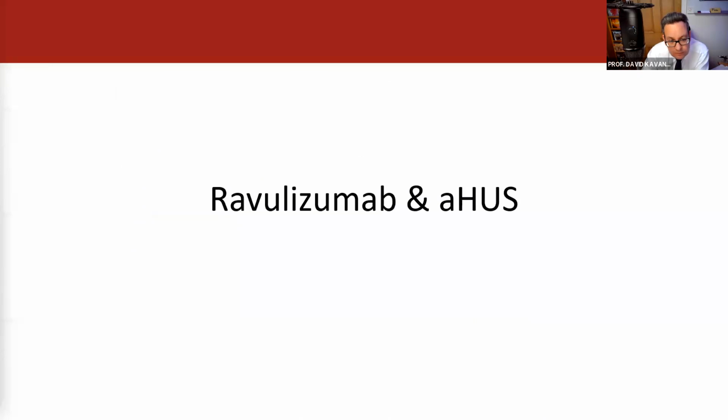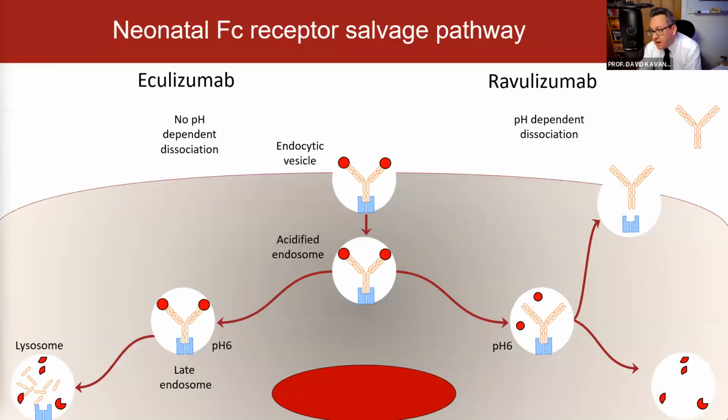ravulizumab trials. Now, what is ravulizumab? Well, ravulizumab is an engineered eculizumab molecule, and it takes advantage of the neonatal Fc receptor salvage pathway. Normally, when an antibody is taken up by the Fc receptor, it can be circulated, and if it's not bound to anything, it's recirculated to the cell. If, however, in this case, eculizumab is bound to C5, it is taken up into an acidified endosome and goes down through the late endosome and into a lysosome, and at that point it's broken up. If, however, you can alter that, you can use recycling technology to improve the half-life of ravulizumab.